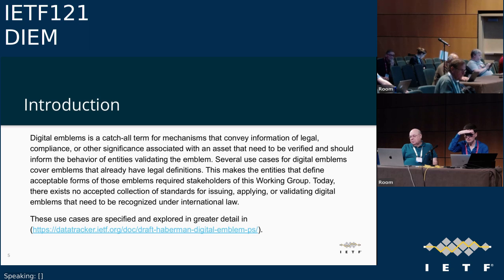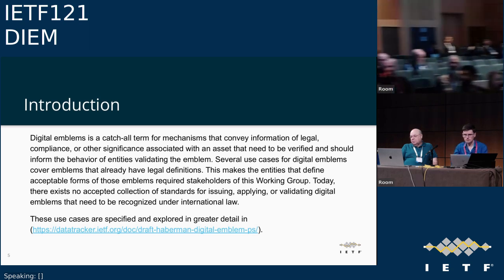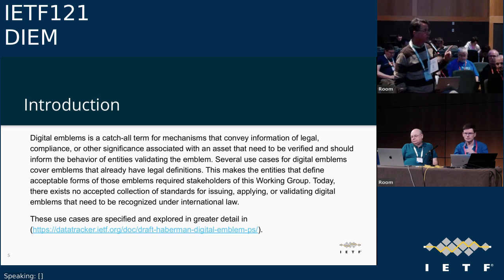Ted Hardy, I actually think I read that sentence completely differently than Arnaud did, so maybe it needs clarification. What I read was that what we're going to define here is a collection of standards for issuing, applying, and validating attestations, where those attestations are relevant for emblems which are recognized under international law, and not where the standards are recognized under international law. So possibly we need to clarify that, because I think this is what narrows the scope of the group entirely.